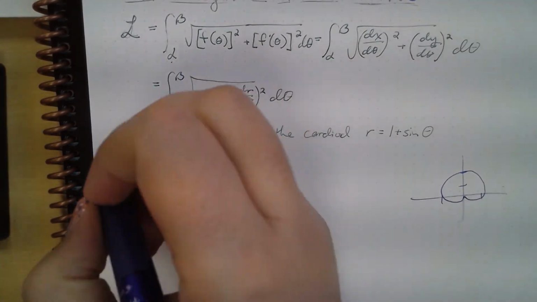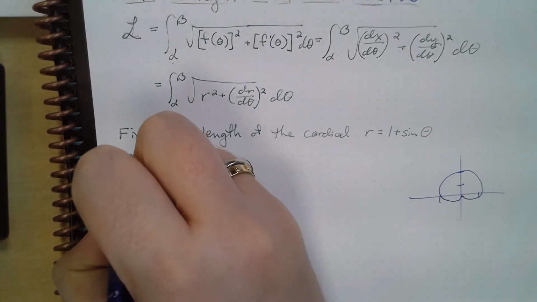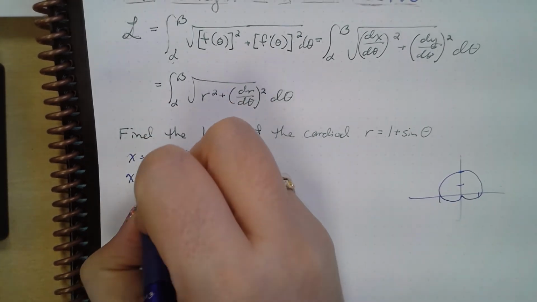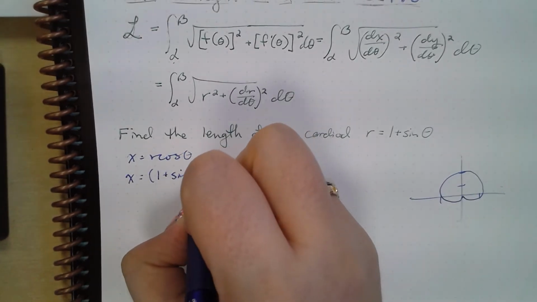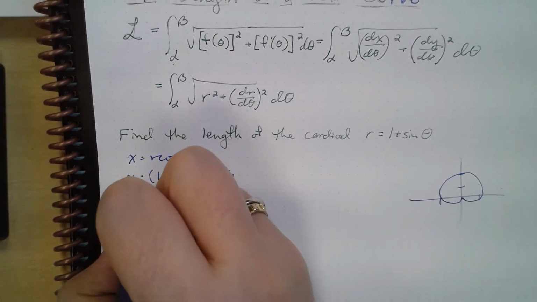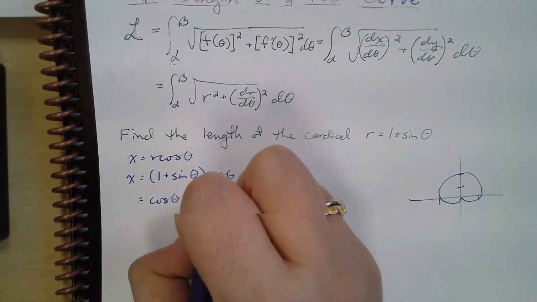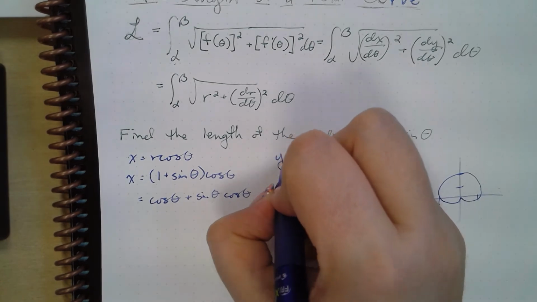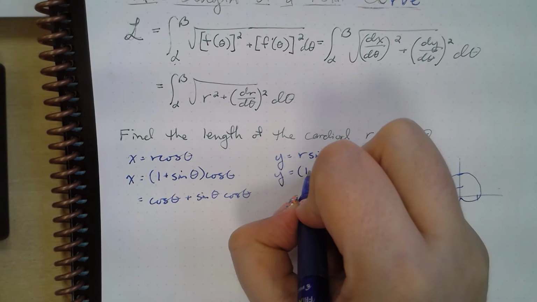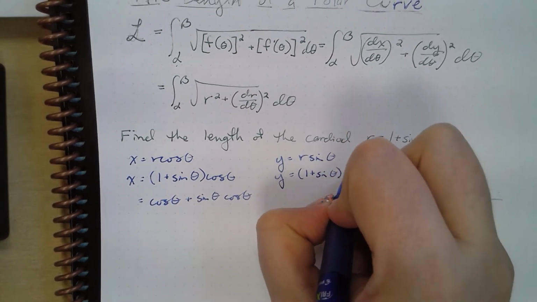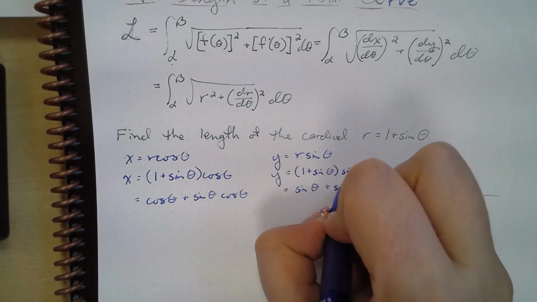We want to find our x and our y so that we can find dx and dy. So x is equal to r cosine theta. You remember that. So in this case, x is going to be equal to 1 plus sine theta times cosine theta, which of course equals cosine theta plus sine theta cosine theta. Well, what's our y value? Y is equal to r sine theta. So y is going to be equal to 1 plus sine theta times sine theta. So that equals sine theta plus sine squared theta.